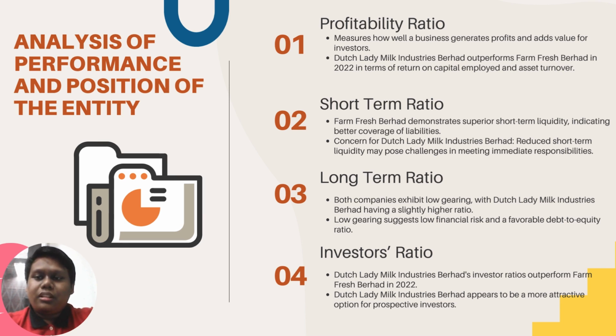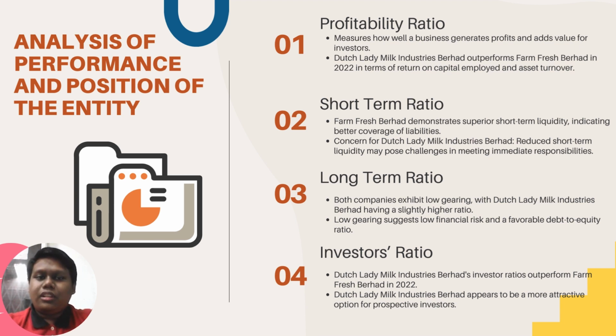I want to present the analysis of performance and position of the entity. Firstly, the profitability ratio, which examines how well a business generates profit and adds value for investors. We calculated ratios which are return on capital employed, net profit margin, asset turnover, and gross profit margin. The trends indicate a decline in profitability over the comparative period. Notably, in 2022, Dutch Lady Milk Industry Berhad outperformed Farm Fresh Berhad in return on capital employed and asset turnover, reflecting a stronger operational performance.